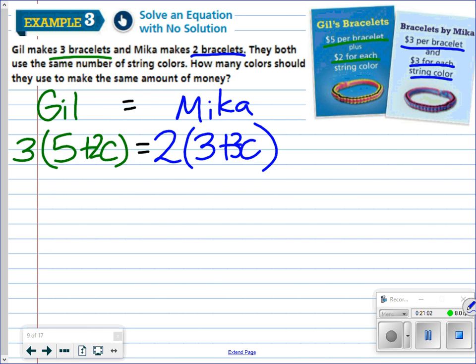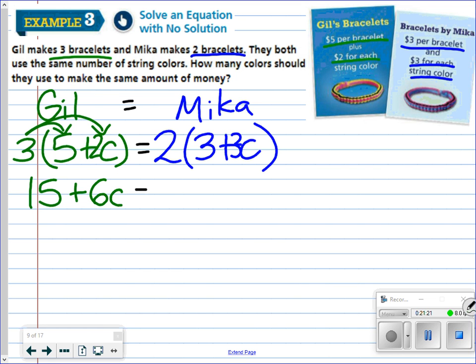All right. So we need to distribute. 3 times 5 is 15, and 3 times 2C is 6C.